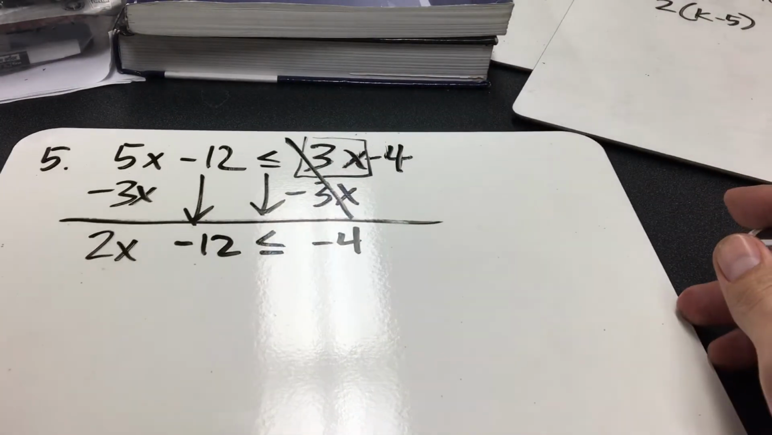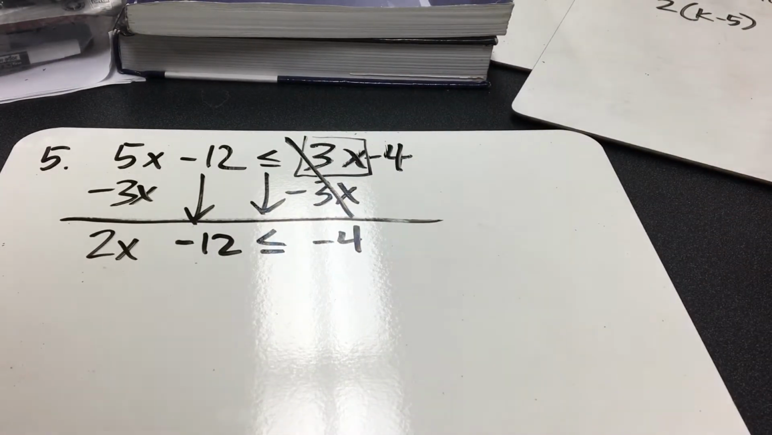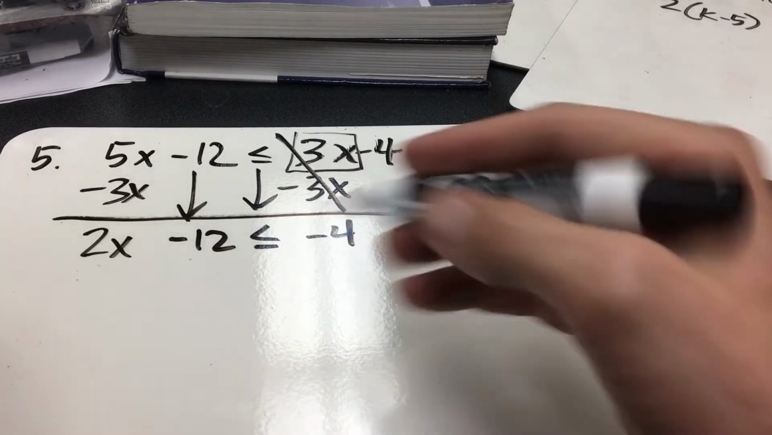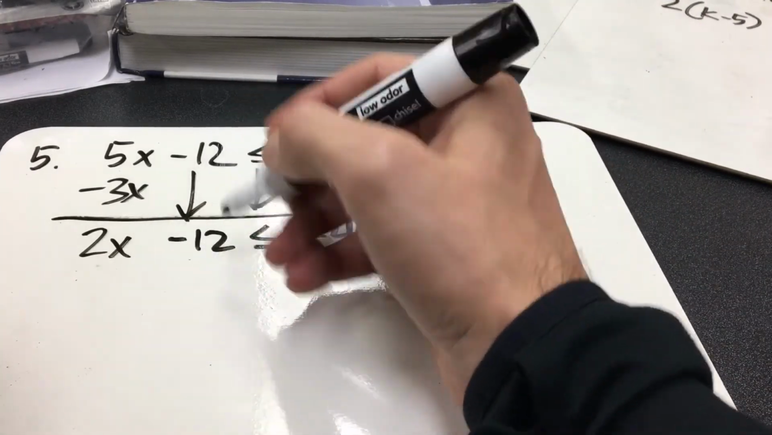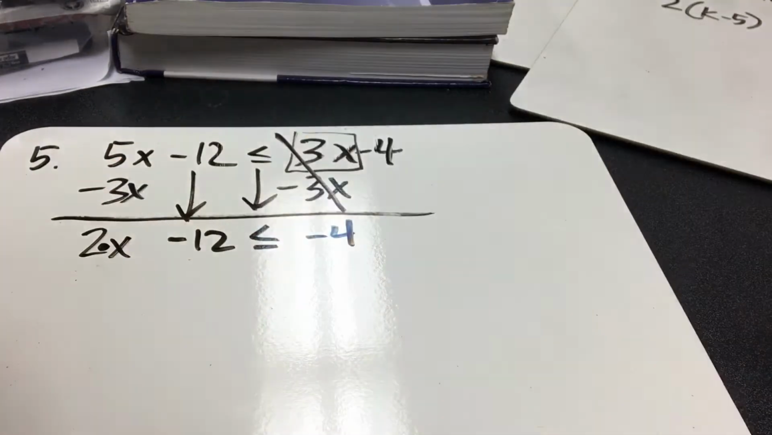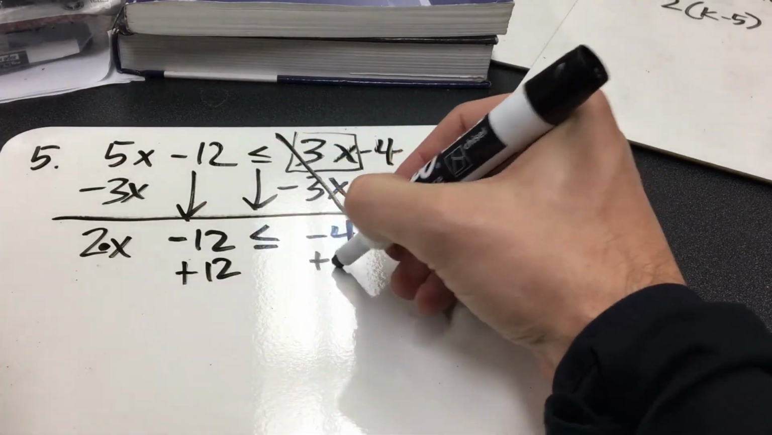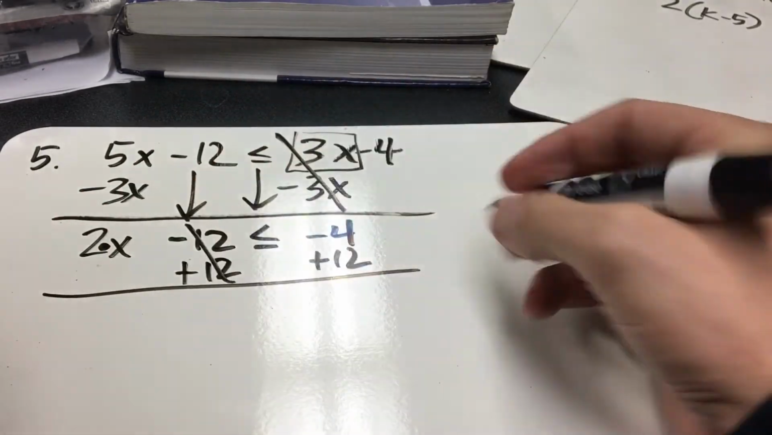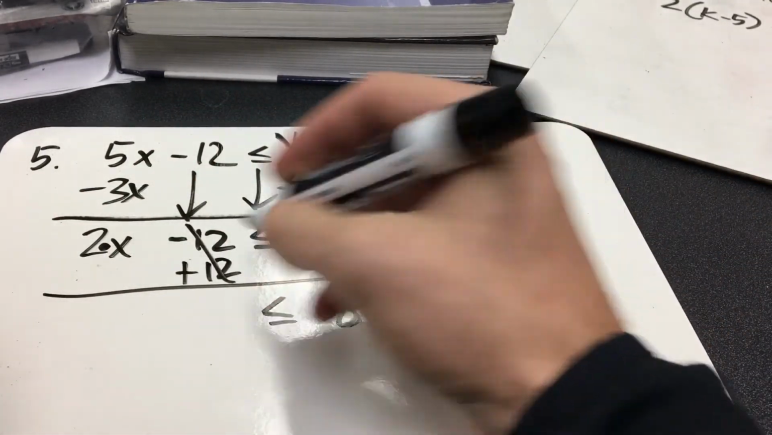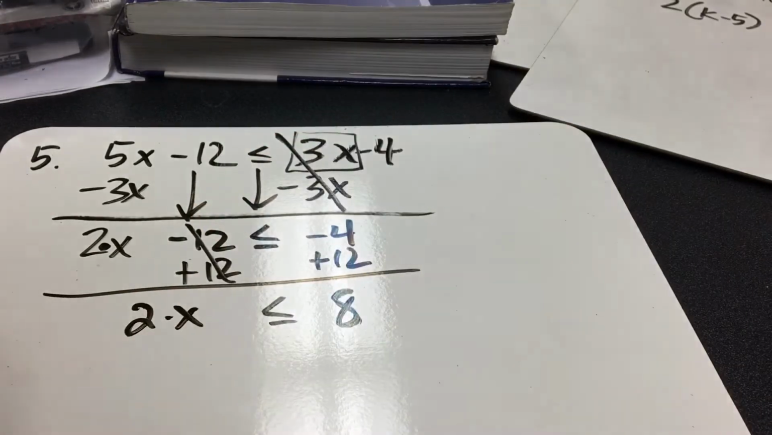Now, once you've done that first step, this is exactly like all of them that I've shown you in this video so far, right? I've got adding or subtracting that I can do first, and then I'm going to have multiplying or dividing that I can do to undo that right there. So instead of minus 12, I want to do plus 12 on both sides. That equals 0. This equals 8. And then at the very end, this is where you need to decide whether to flip the symbol or not.